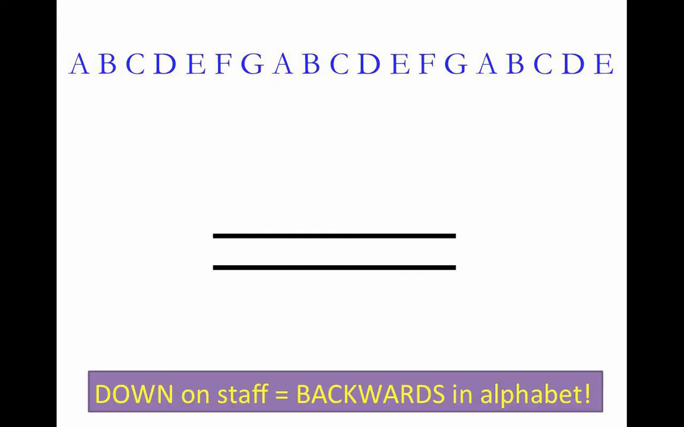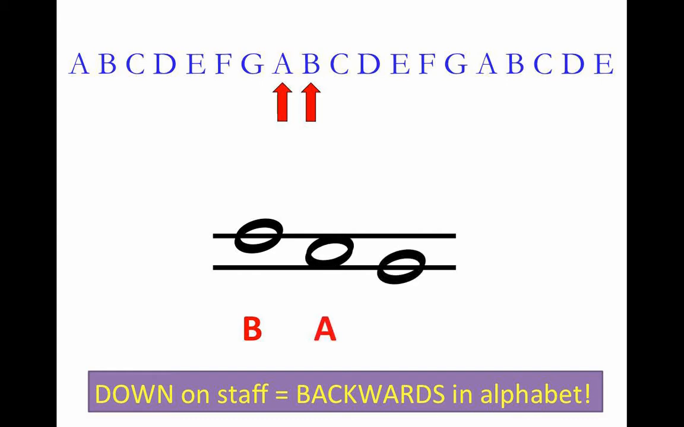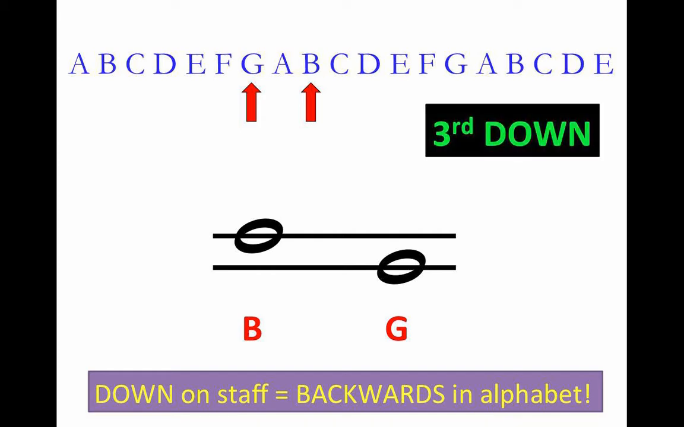Now here's where it really gets fun. Down on the staff means backwards in the alphabet. So let's call this a B. Let's go down a second to A, and down another second to G. Okay, if we get rid of the A in the middle, we are left again with a third, going from a line to a line. Since we're going down, we're going to go backwards in the alphabet, and we're going to have to skip an alphabet letter. So for a third down, this is what happens.